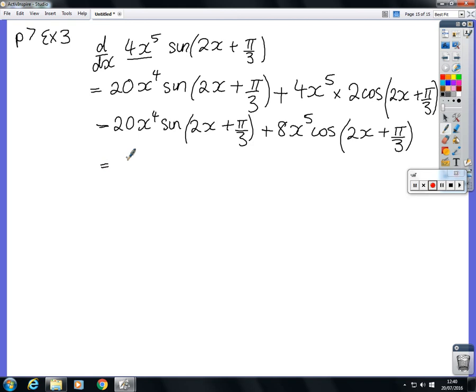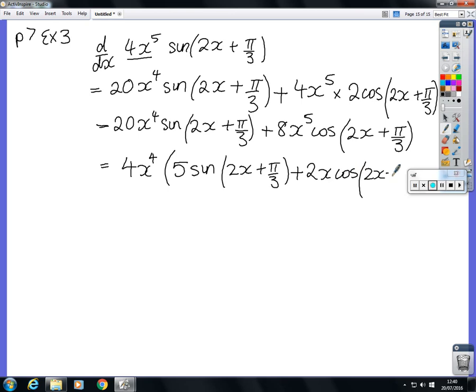Taking the common factor of 4x to the power of 4 gives us 5 sine 2x plus pi over 3 plus 2x cos 2x plus pi over 3.